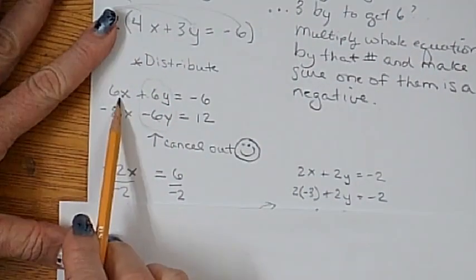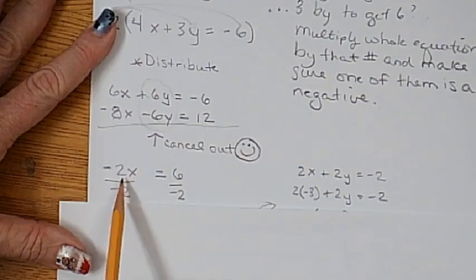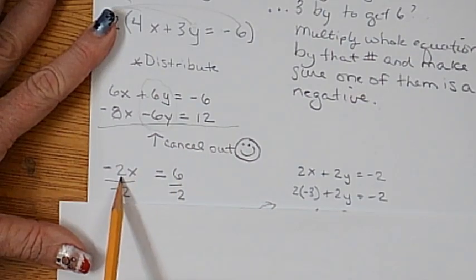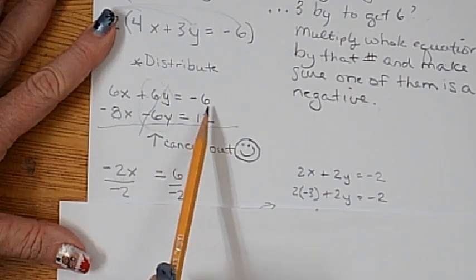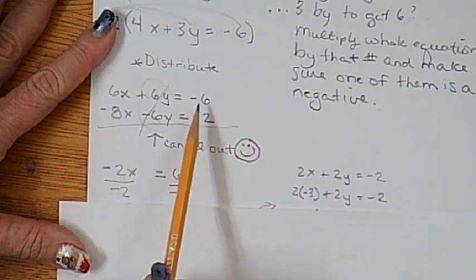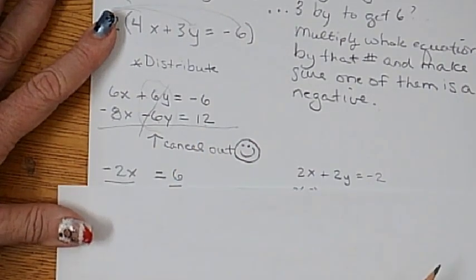Okay, so 6x minus 8x, and you can think of it as an equation. I brought it down here and it's negative 2x. The y's went away, right, because they canceled out. That was our whole goal. And now I have negative 6 and a positive 12, so that would be 6. Okay, so this is where we're at right now.